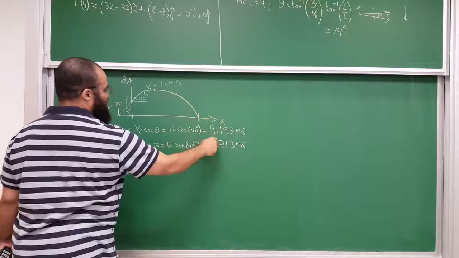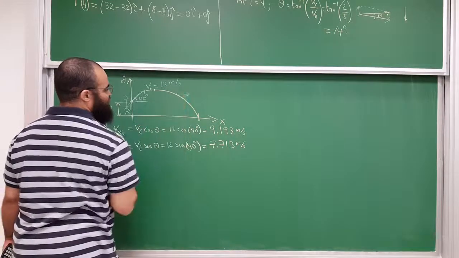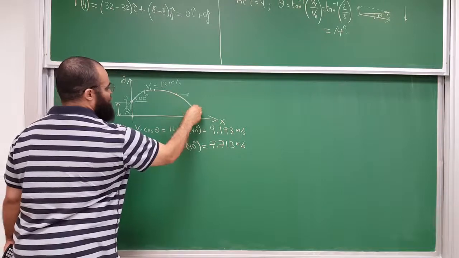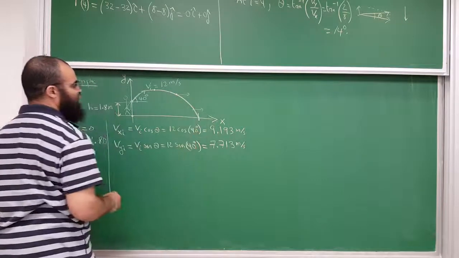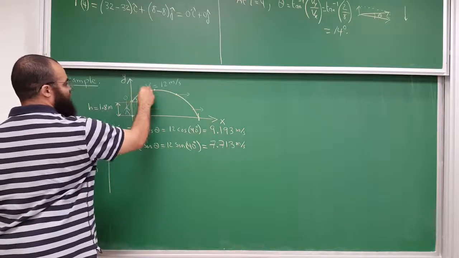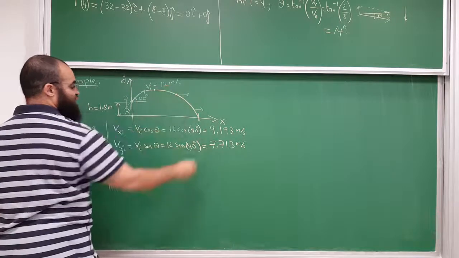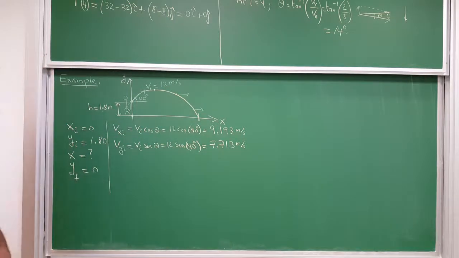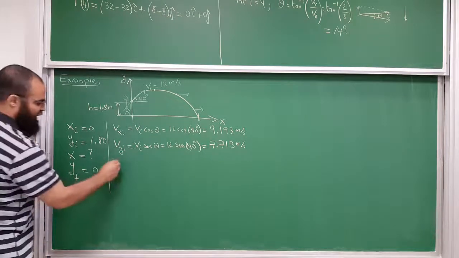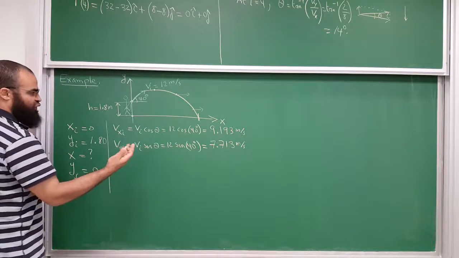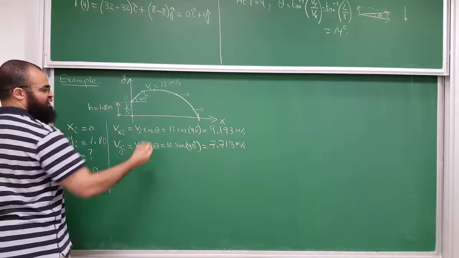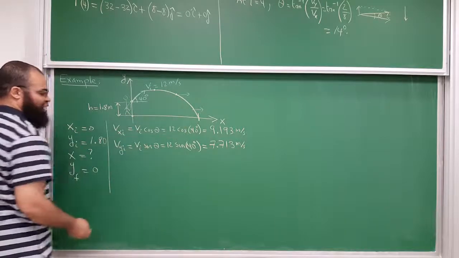Here, the x component of velocity is still 9.193. Here, the x component of velocity is still 9.193. However, here versus here versus here, the y component of velocity, they're all different. Okay? So, I'm going to solve this by saying I have to find the time first, and once I find the time, multiply time by speed, and that gives me the distance along the x.